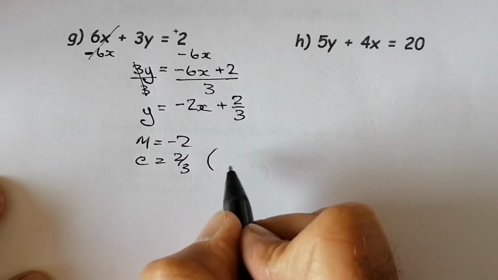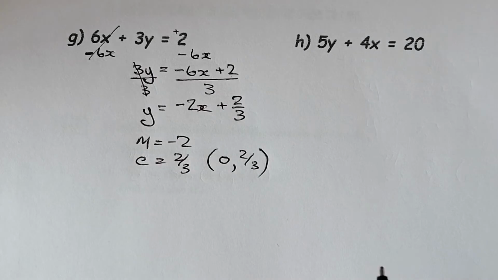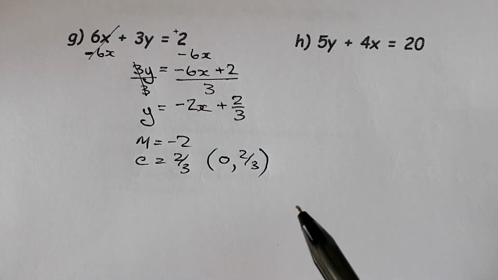So what that tells me is my y-intercept, 0 in the x direction, 2/3 up the y-axis, so 0 and 2/3. Okay.